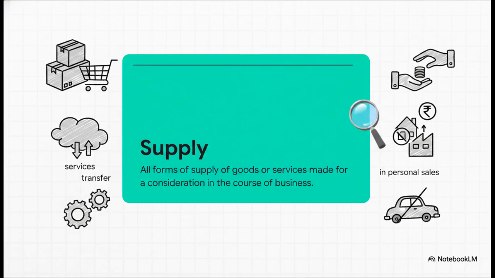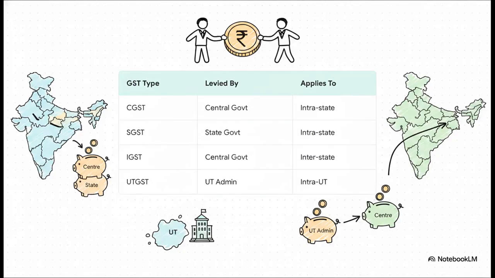But, and this is a big but, it needs two specific things. It must be made for a consideration, meaning money or some value changes hands, and it has to be in the course of business. So if you sell your old laptop to your buddy, that's not in the course of business, so no GST applies. Simple as that. So when a taxable supply does happen, India uses this really unique dual GST model.